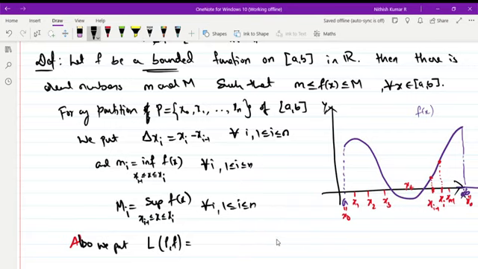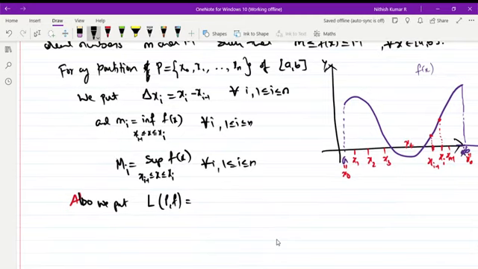This is LPF. It is nothing but summation i equal to 1 to n, mi delta xi.